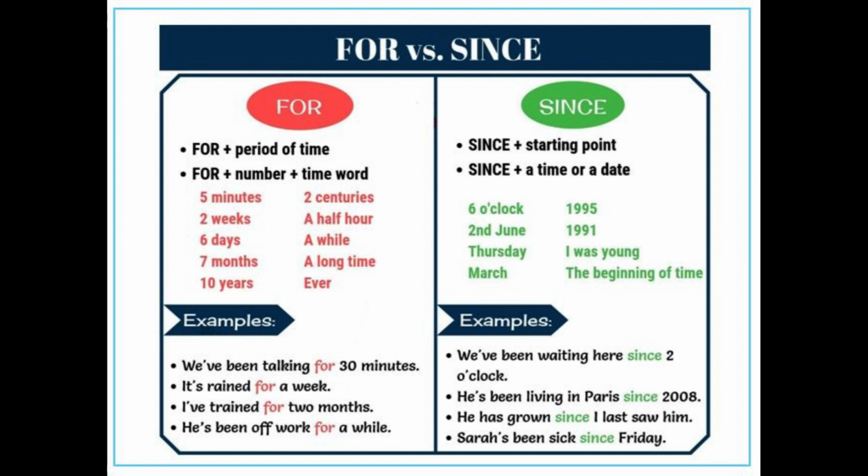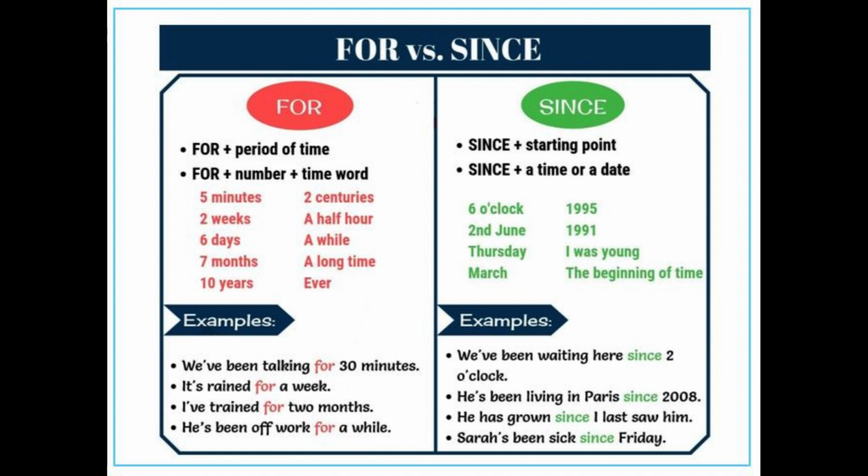So, for example, when we are going to talk about 5 minutes, 2 weeks, 6 days, 7 months, 10 years, 2 centuries, half an hour, all of these are periods or durations of time. However, when we are going to talk about specific time, like 6 o'clock, 1995, 2nd June, Thursday, March, or Christmas, Eid, my birthday, all of these things are specific times, which is why we are going to express them using since.